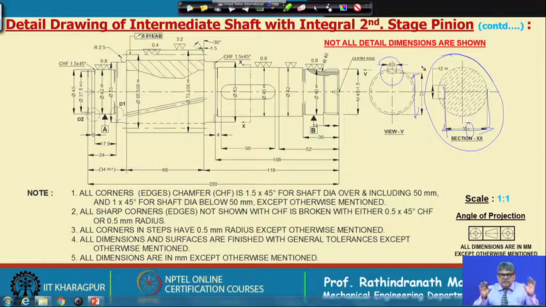So, this is a brief idea about how to make the detailed drawing. We have to be very careful, and no dimensions should be repeated. In case you have to repeat just for confirmation, then you can put, say for example, 34 millimeter here. You can see this plus this plus this is 34 millimeter, and that we have put as a reference for measuring purpose. Okay. So, that you have to mention.